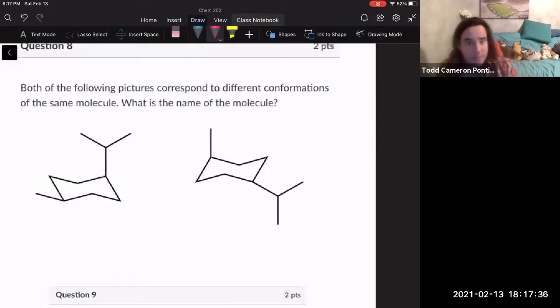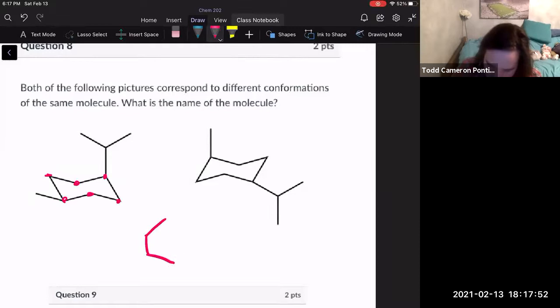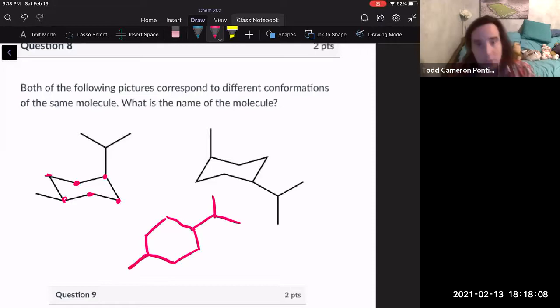So we can either recreate this in more of a traditional structure, or we can go around and count out our carbons. So we've got 1, 2, 3, 4, 5, 6 carbons. We have an isopropyl group on one of them, and we have a methyl group, and make sure to count. So that methyl group is 1, 2, 3 carbons away, so it's on the other side of the molecule.